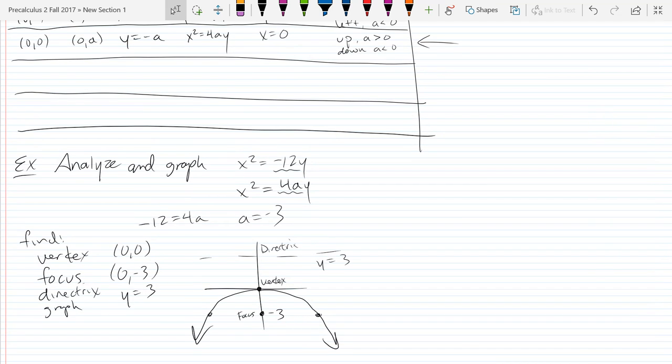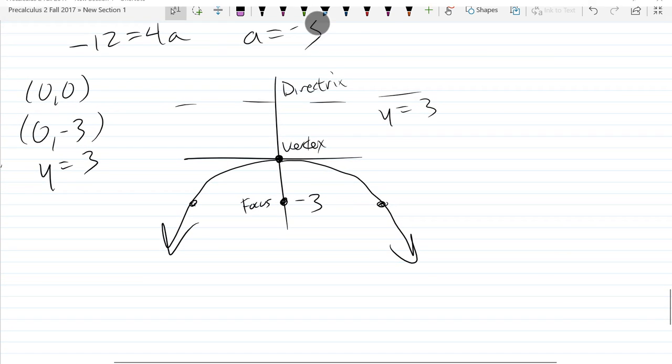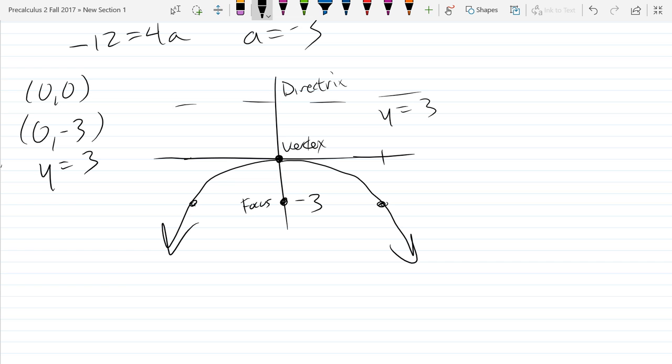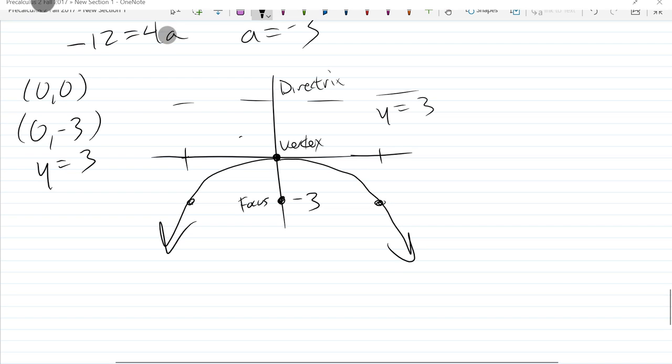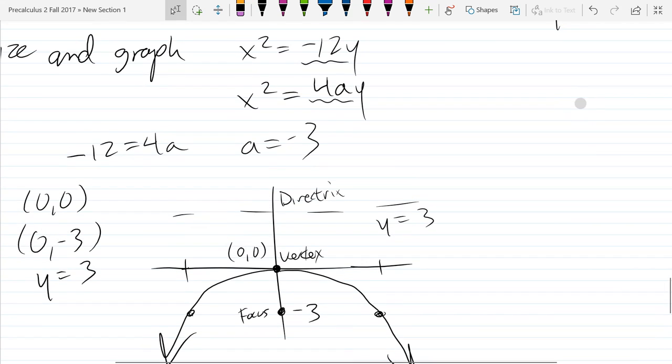So how can you be sure that I'm not just making things up, that this is actually a graph? Check some points. So I wasn't too careful about coordinates. Let's be a little bit more careful. Vertex, pretty obvious, 0, 0. And you should be able to tell really quickly when x is 0, y is 0 in our original equation. That's not hard to see.